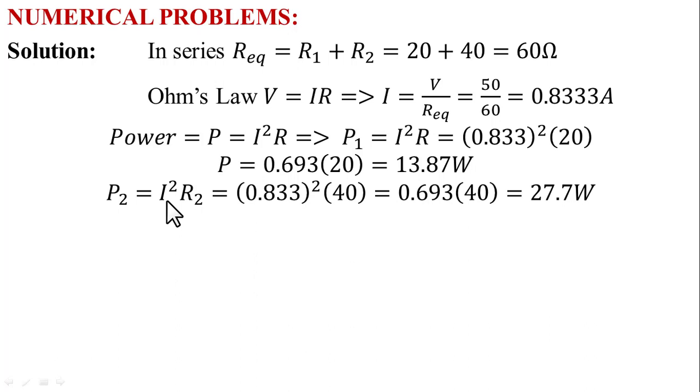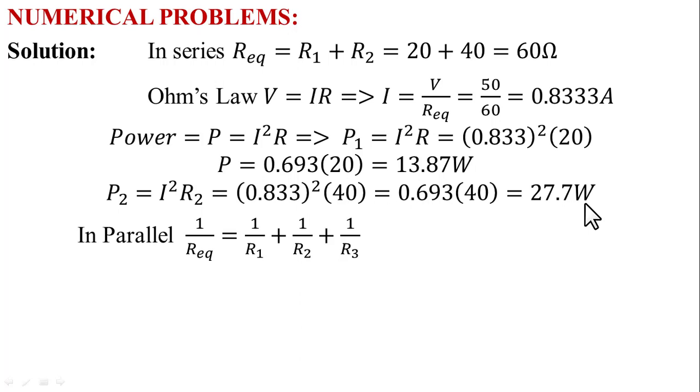Now we can calculate the power P2. P2 is equal to I square R2. Putting the value of I, that is 0.833 whole square multiplied by 40. Now we can calculate the power P2 is equal to 0.639 multiplied by 40. So power P2 is equal to 27.7 watt.